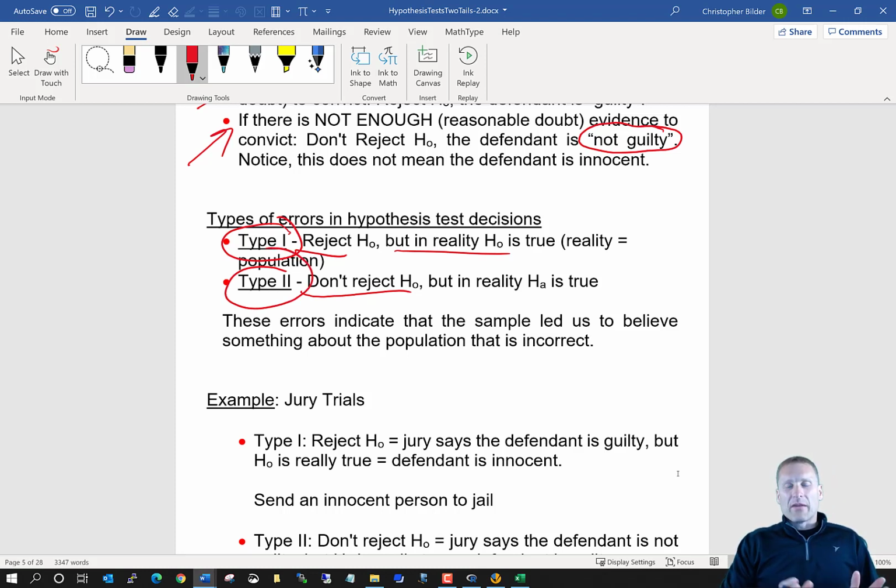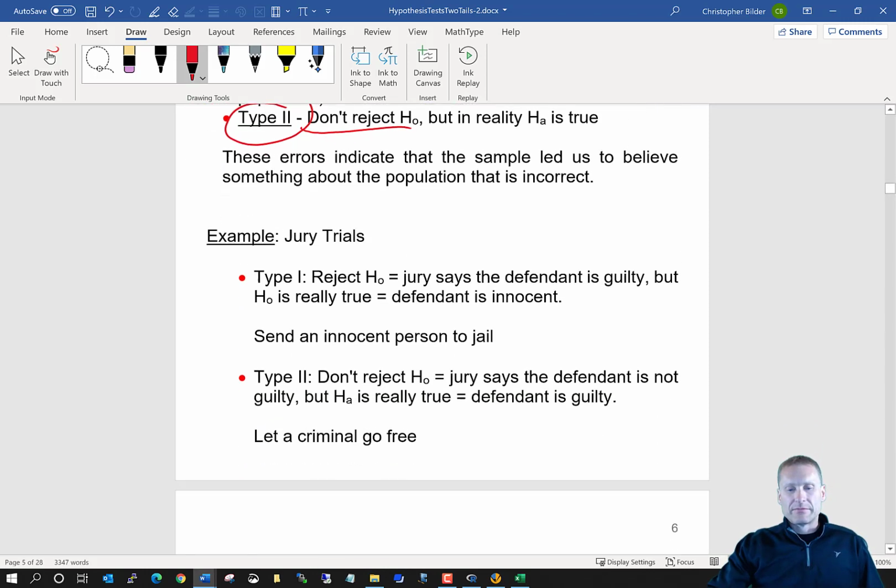And so we have type 1 errors and we have type 2 errors. Again, these are errors based upon our sample. Our sample led us to believe something about the population that was actually incorrect. So let's relate this back to the jury trial example.